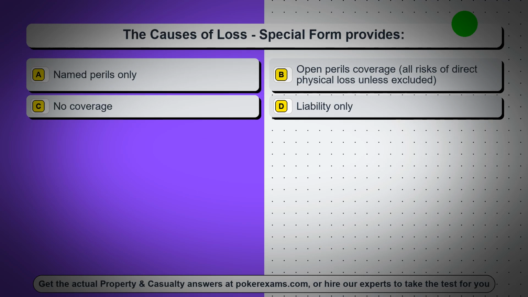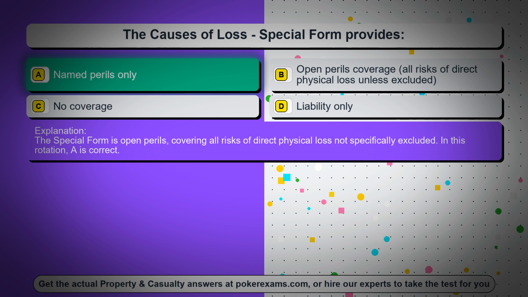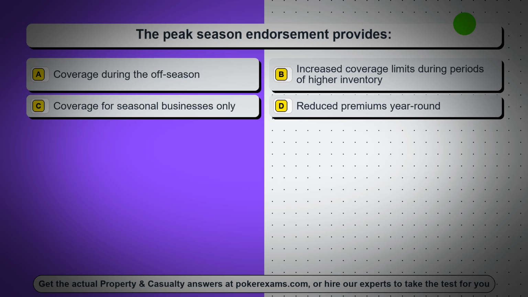Question 12. The causes of loss special form provides. Option A, named perils only. Option B, open perils coverage, all risks of direct physical loss unless excluded. Option C, no coverage. Option D, liability only. The correct answer is option A, named perils only. The special form is open perils, covering all risks of direct physical loss not specifically excluded. In this rotation, A is correct. Question 13. The peak season endorsement provides.